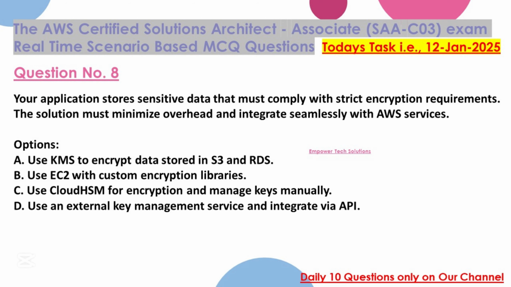Your application stores sensitive data that must comply with strict encryption requirements. The solution must minimize overhead and integrate seamlessly with AWS services. Options: A. Use KMS to encrypt data stored in S3 and RDS. B. Use EC2 with custom encryption libraries. C. Use CloudHSM for encryption and manage keys manually. D. Use an external key management service and integrate via API.